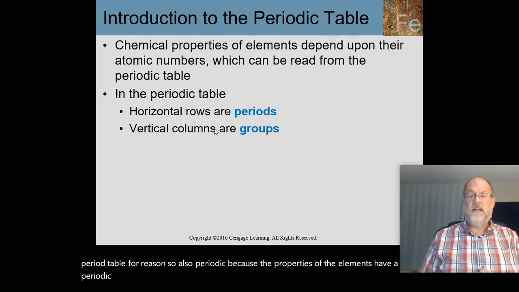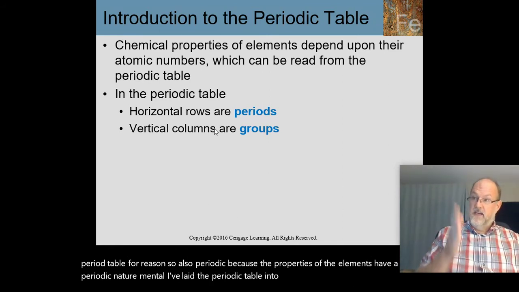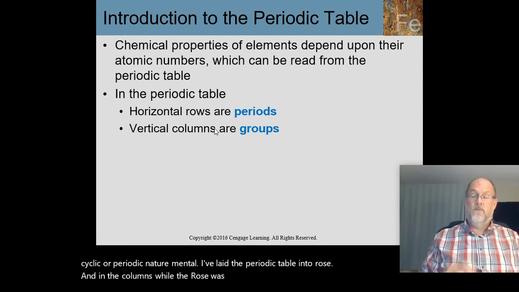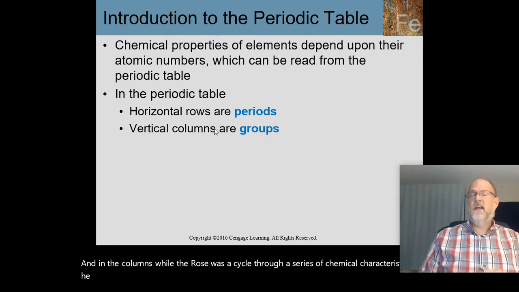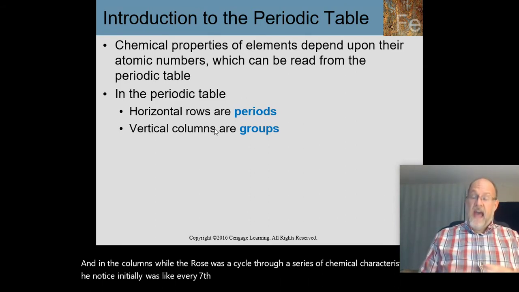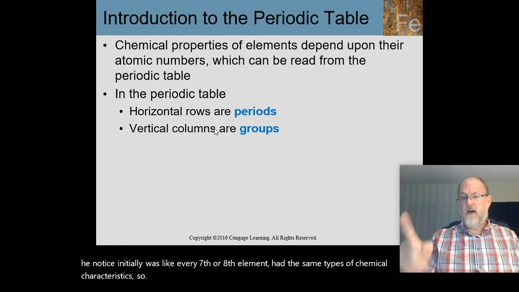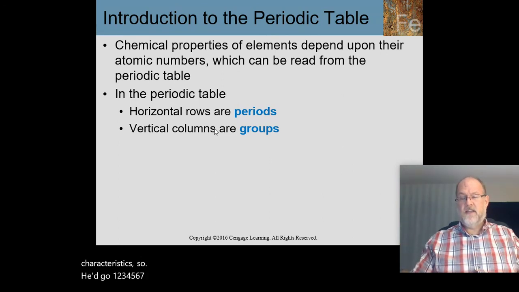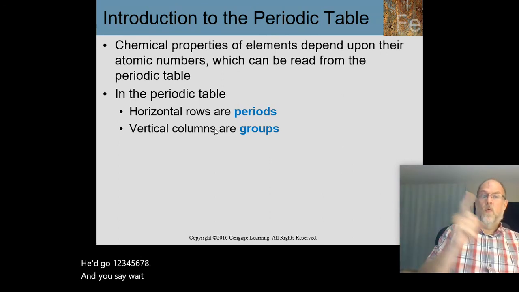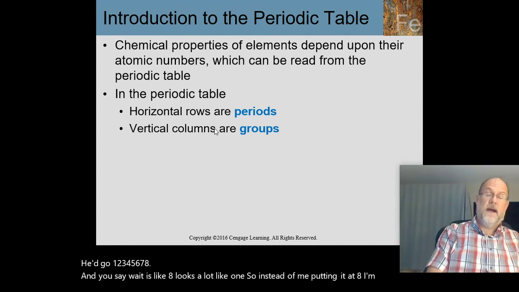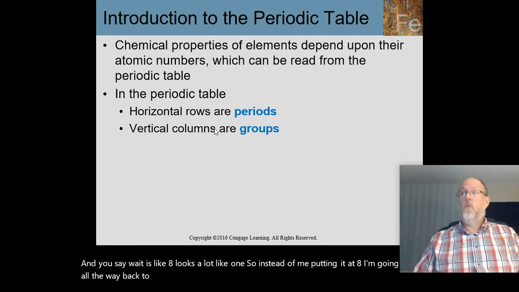Mendeleev laid the periodic table into rows and into columns. Well, the rows were a cycle through a series of chemical characteristics. What he noticed initially was that every seventh or eighth element had the same types of chemical characteristics. So he'd go 1, 2, 3, 4, 5, 6, 7, 8, and you say, wait a second, 8 looks a lot like 1. So instead of putting it at 8, I'm going to put it all the way back at 1. 9, 10, 11, 12, and think, whoa, come back around.